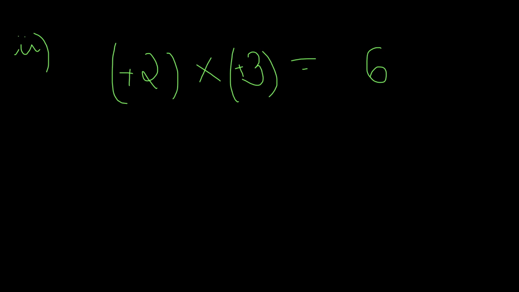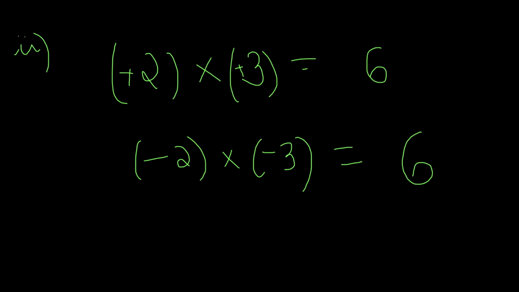Of question number 7, the second part is, suppose the product of two integers is positive. What do you know about the signs of the integers? If the product of two integers is positive, that means if we have two integers, 2 into 3, the end result would be 6. That means both of them have positive signs. And there is one more case: if both of them have negative signs, then again it would be minus minus plus, and then again it would be 6.